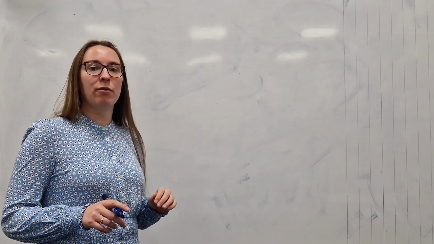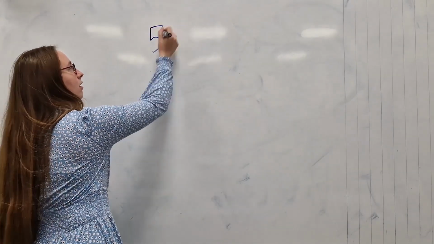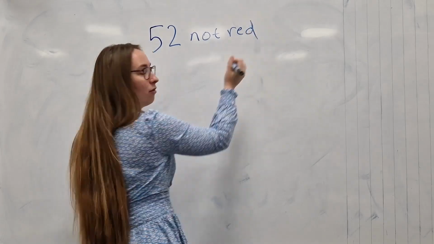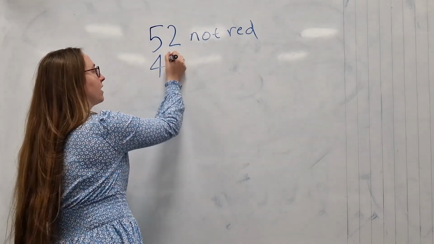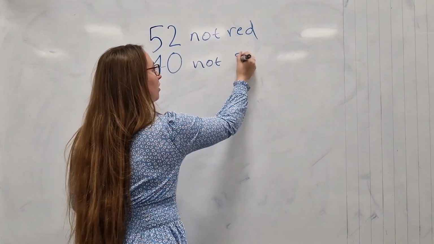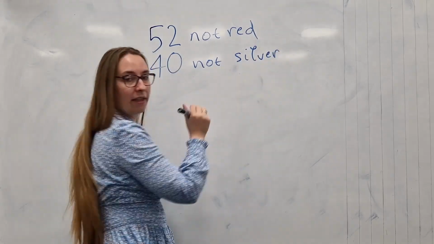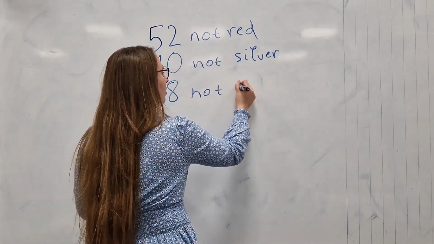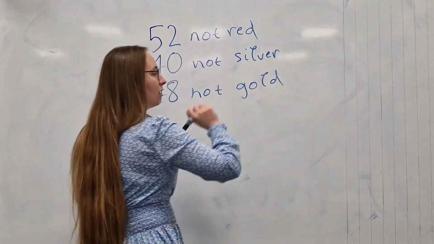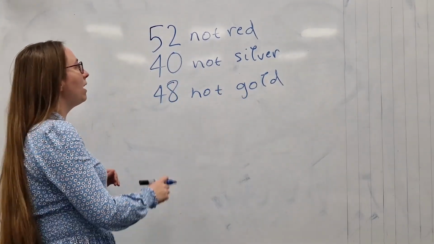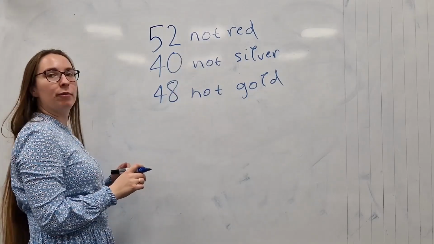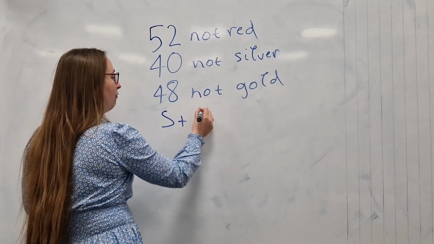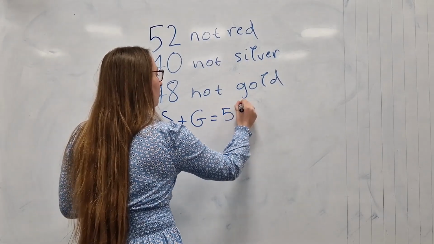So for this puzzle, we have 52 baubles that are not red. We have 40 baubles which are not silver. And then we have 48 baubles which are not gold. Okay, so now we can form some equations. If 52 of the baubles are not red, that must mean that they're silver and gold. So silver plus gold equals 52.